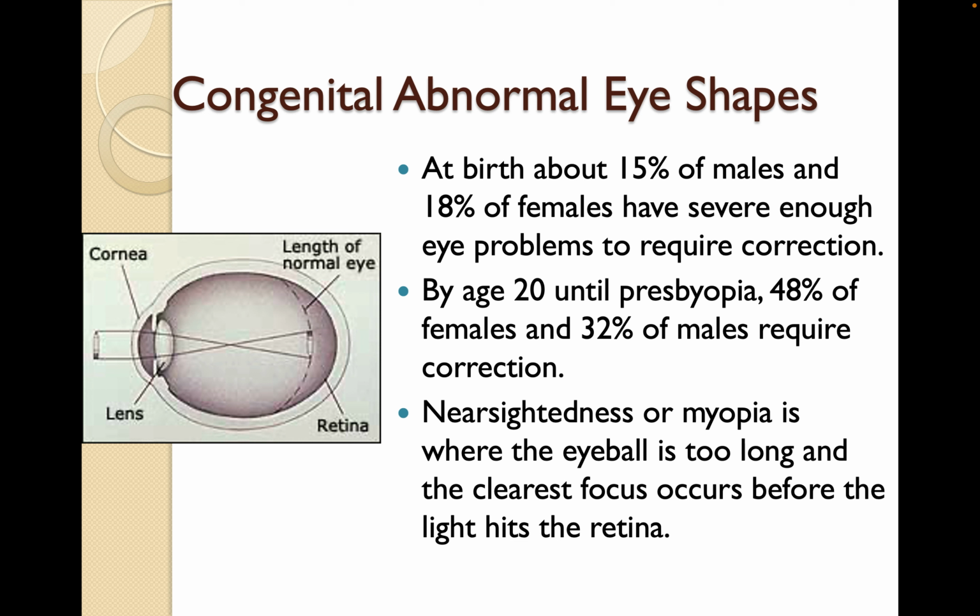At birth, about 15% of males and 18% of females have severe enough eye problems to require correction. And this is why you see so many children in kindergarten or preschool wearing glasses. By age 20, until presbyopia, about 48% of females and 32% of males require correction. Presbyopia is when your eyes get old and they stop accommodating as well as they did before. Now you have to ask yourself, when does presbyopia occur? It has a lot to do with genetics.